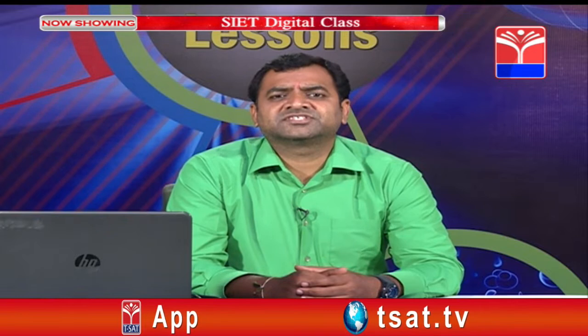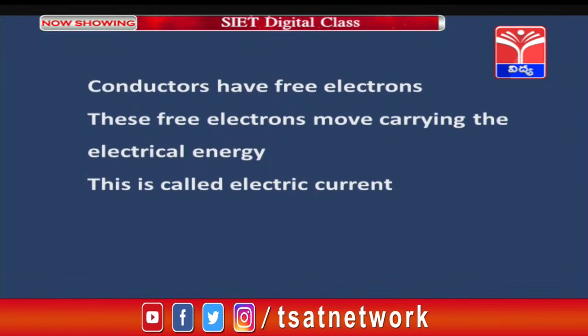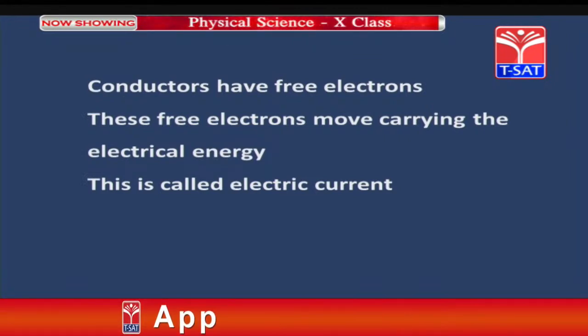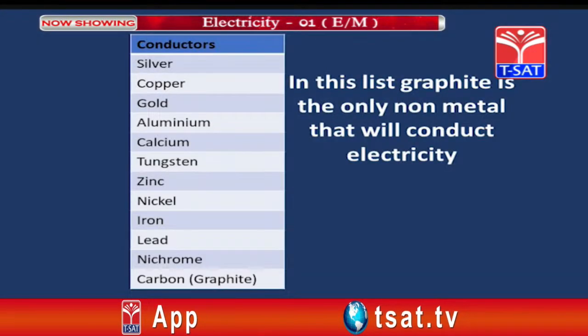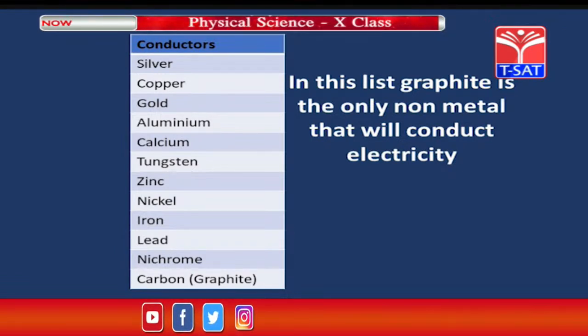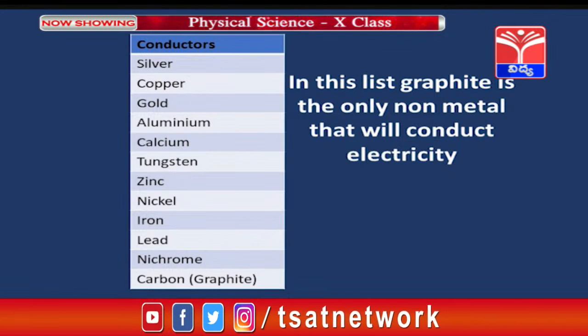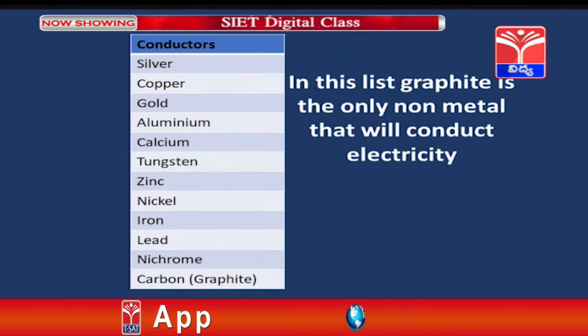So there are some objects which conduct electricity and there are some substances which do not conduct electricity. All those which conduct electricity are called conductors. Conductors have free electrons. These free electrons move carrying the electrical energy. This is called electric current. Here is a list of some conductors, and in this all are metals except carbon, which is a non-metal, and this is the only non-metal which occurs naturally that conducts electricity.